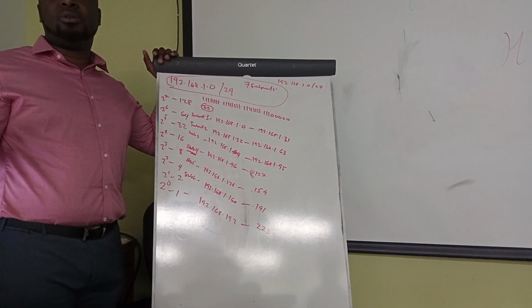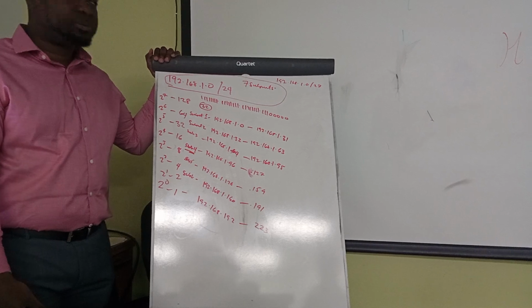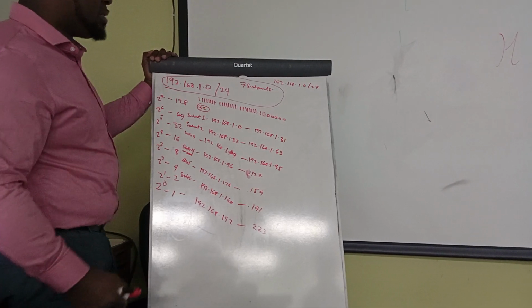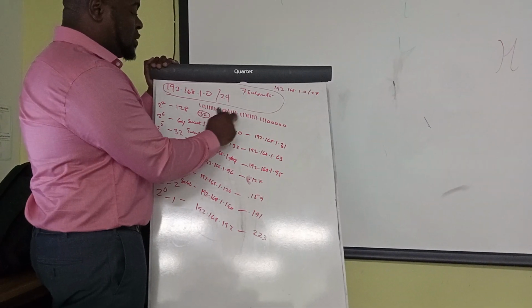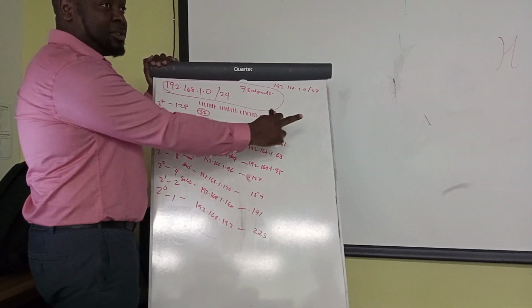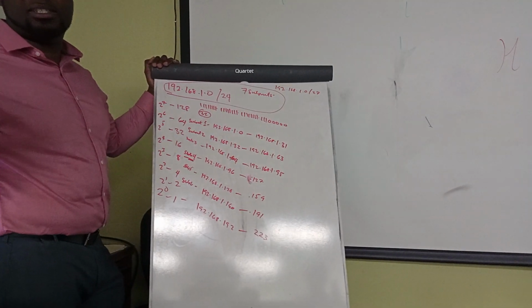Now, if I ask you what is the subnet mask of the subnet, what will be the subnet mask? /27. Let's write out the subnet mask. We said it's 11111111.11111111.11111111.11100000. So how do we convert this to a decimal subnet mask?